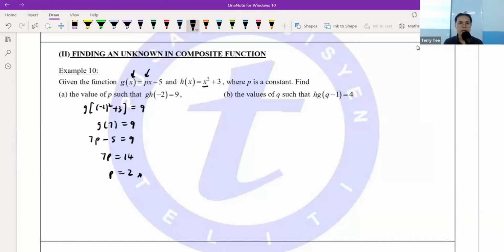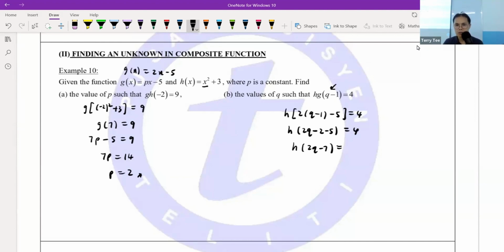Now, next, now that I know p is 2, my g(x) is now 2x minus 5. I'm going to take q minus 1, put inside g first. So this is going to be 2 of (q minus 1) minus 5. The result is 4. Now take this, put inside your h. Okay, I think I better simplify first. Don't sub in first. This 2q minus 2 minus 5 equals 4. This is 2q minus 7 equals 4.